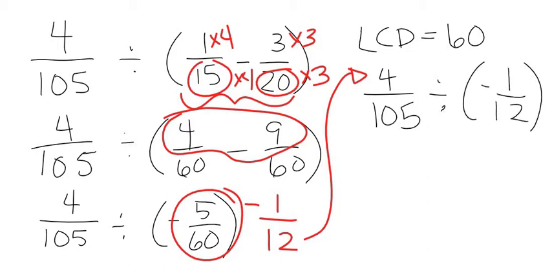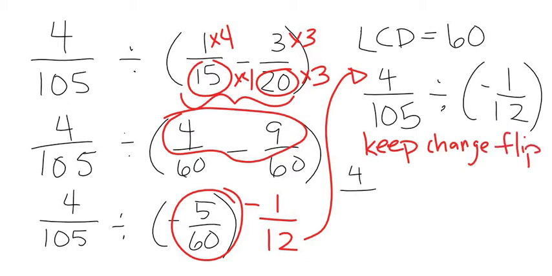Now I need to do my division, and remember that when you're dividing with fractions, you keep, change, flip. You keep the first fraction the same, you change from division to multiplication, and you flip the second fraction. And now we're going to multiply straight across.